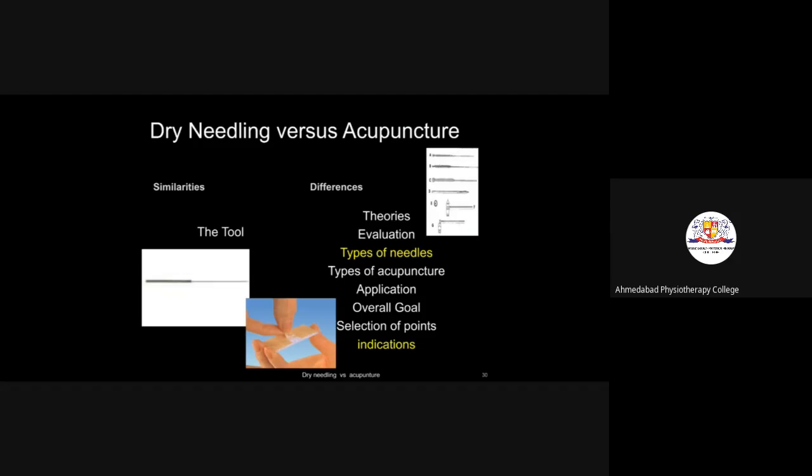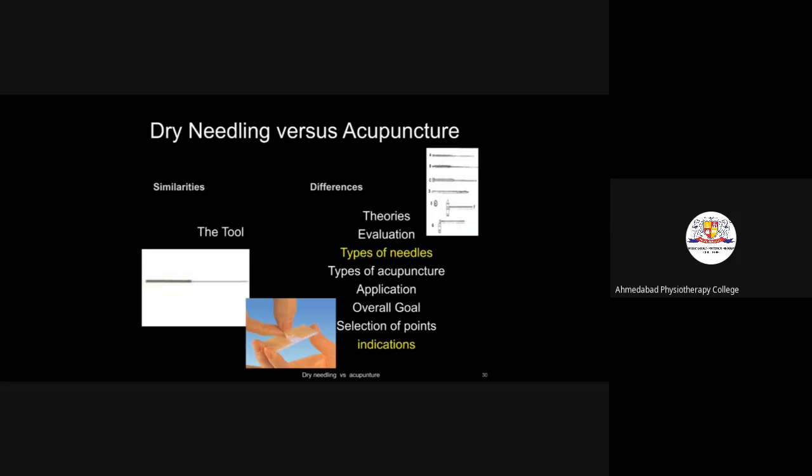Now, acupuncturists use different types of needles. You can see the different types of needles over here. We are not going into that. Among these needles, there is one needle called the filiform needle, and that is the one we use in dry needling. So this is one similarity between acupuncture and dry needling.